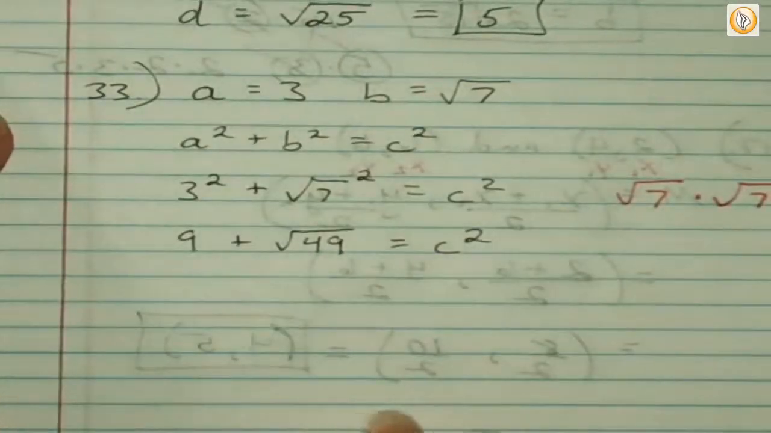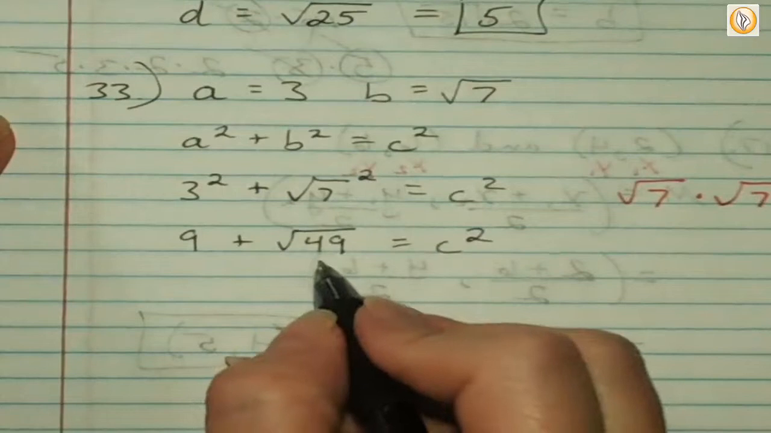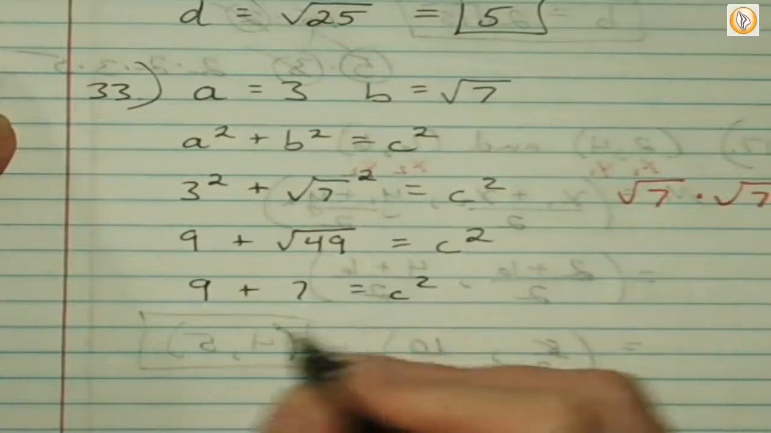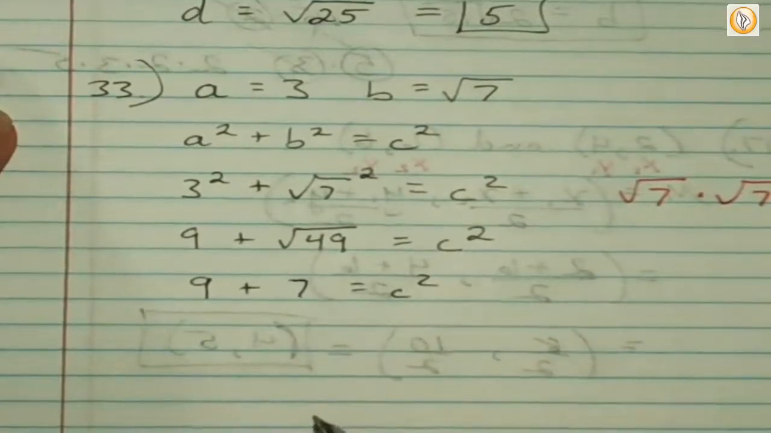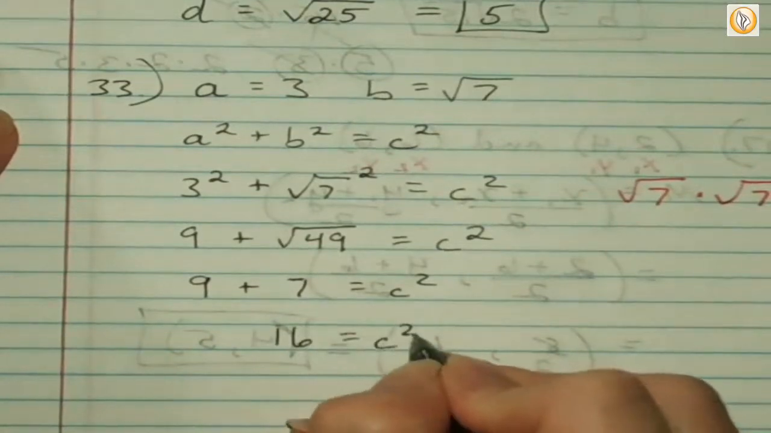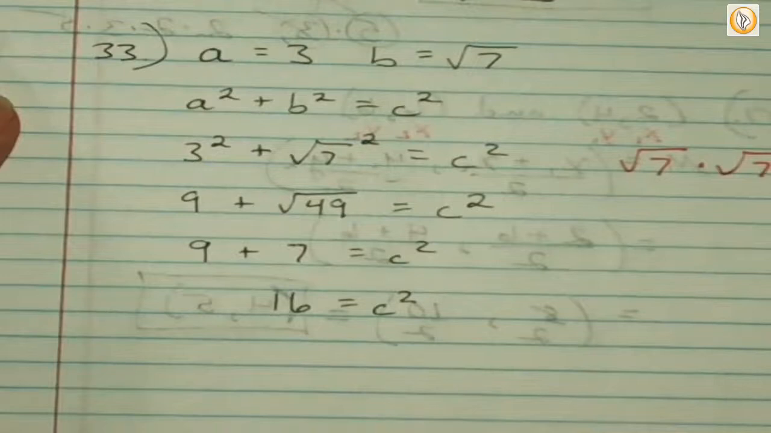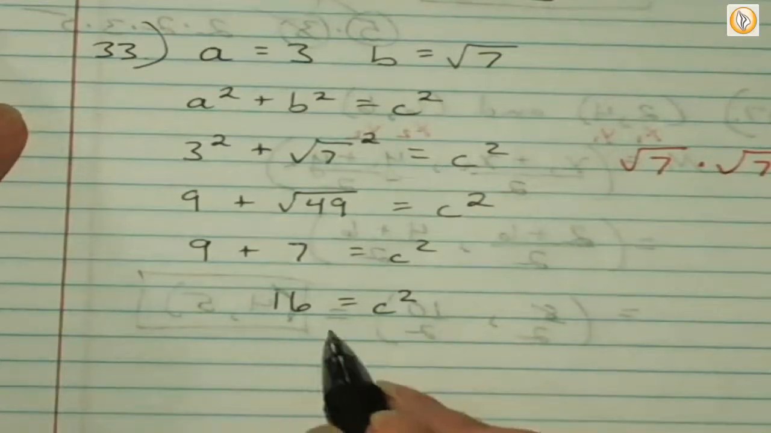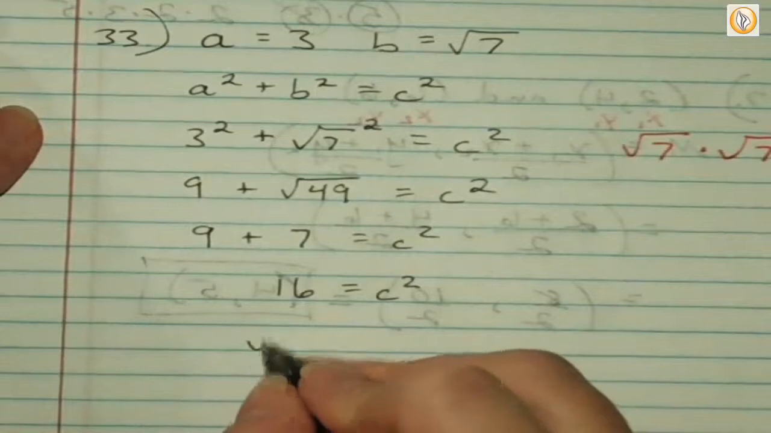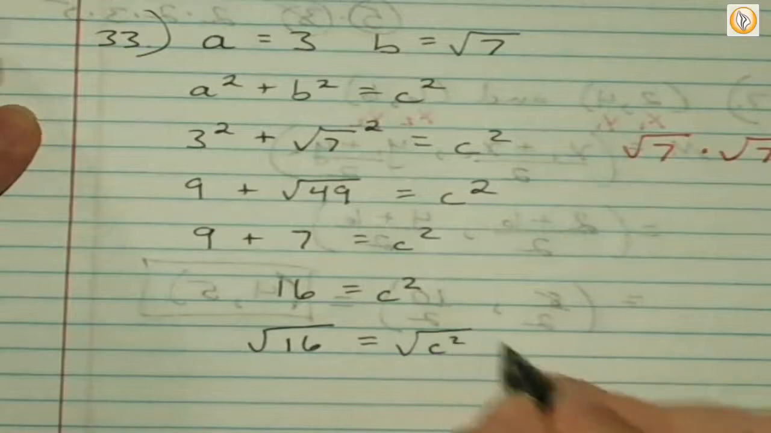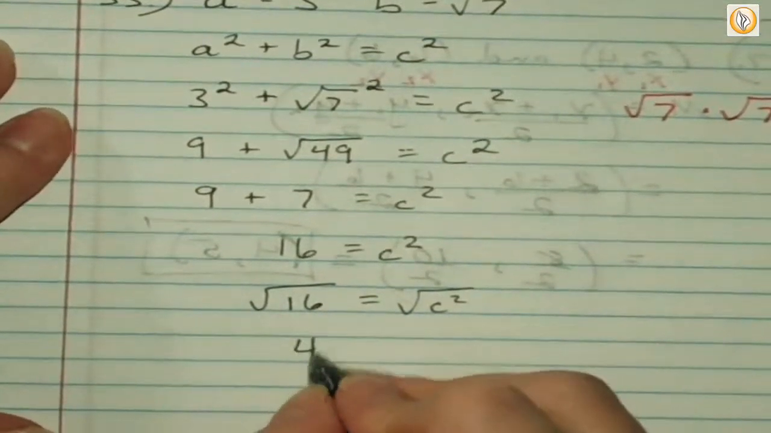Do y'all see that? Yeah. So then what's the square root of 49? 7. So 9 plus 7 equals C squared. What is 9 plus 7? 16. 16 equals C squared. Emily, what do I need to do to get this out of the square? Put both sides under the radical. All right, Taylor, back to you. Square root of 16 equals the square root of C squared. What is my answer? 4 equals C.